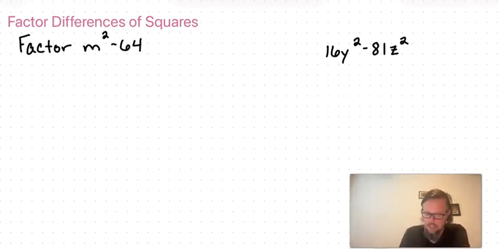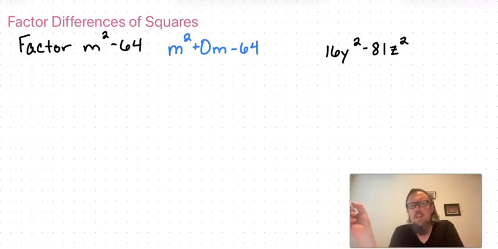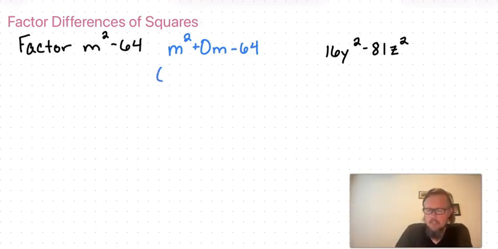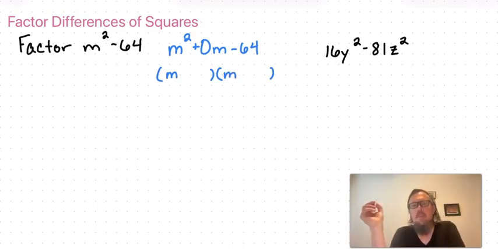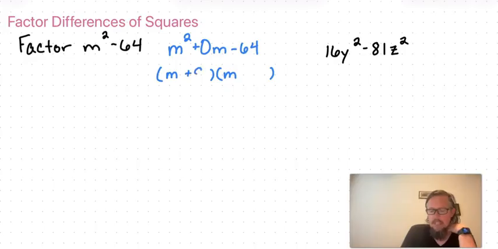Now, the long way to do this is, because there is no plain m in the middle, I could rewrite this as m squared plus 0m minus 64. Then I can go straight to my two parentheses, and I'm looking for two numbers that when I multiply them, I get negative 64, but when I add them, I get 0. If I multiply to get a negative, that's a positive and a negative. And if I add them and get 0, it means they have to be the same number, one positive and one negative. So it'd be positive 8 and negative 8, right?